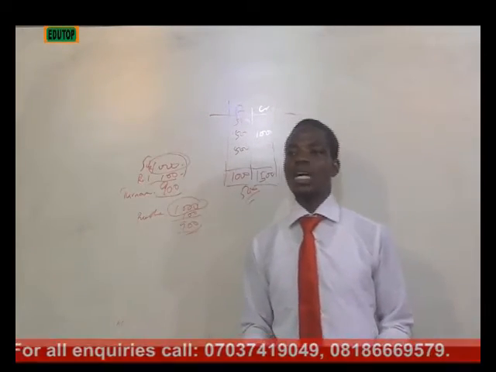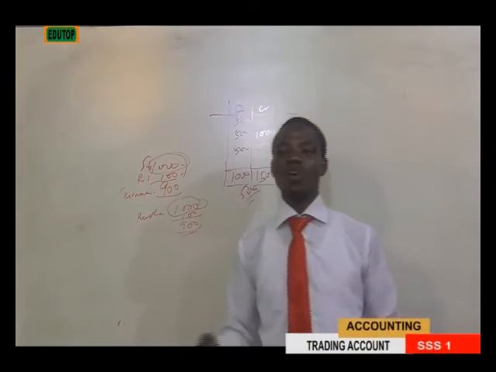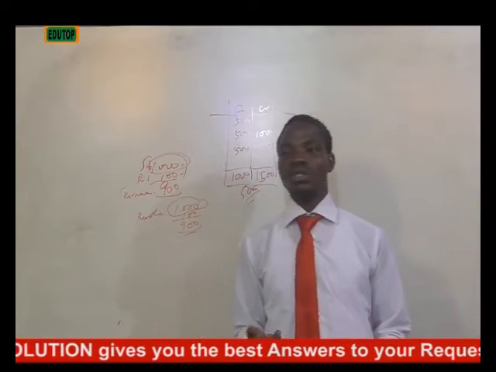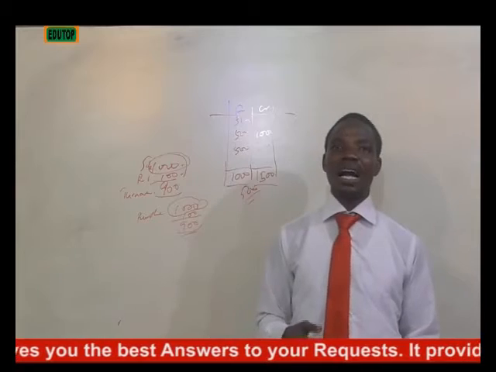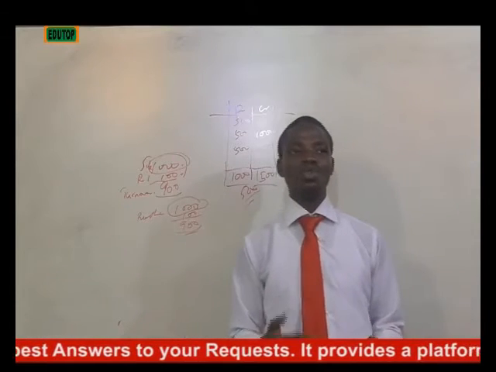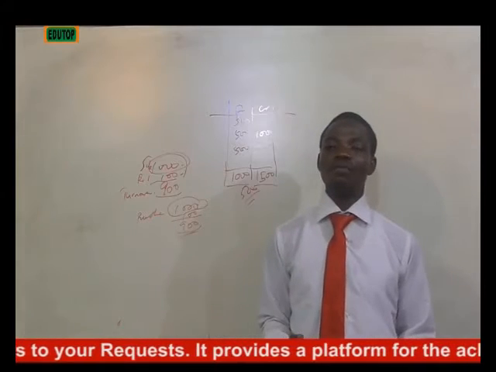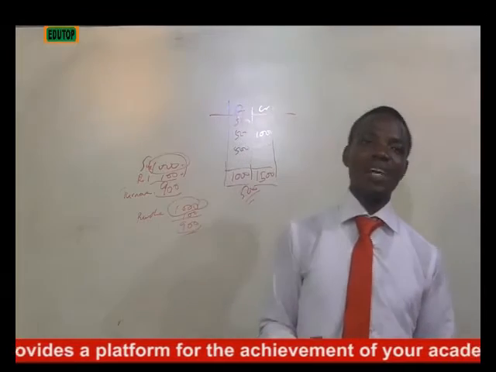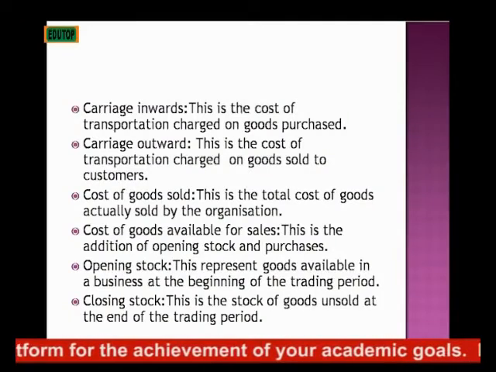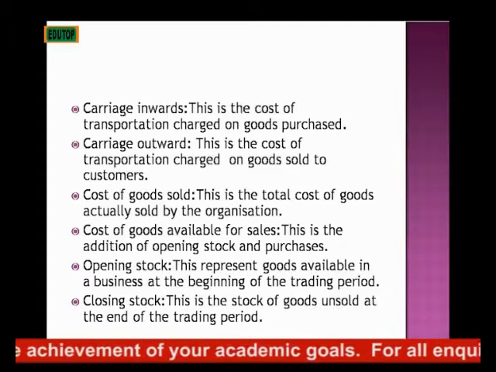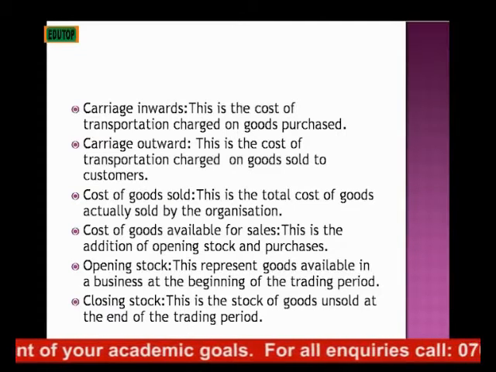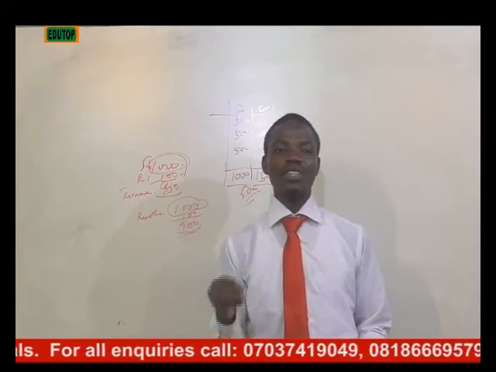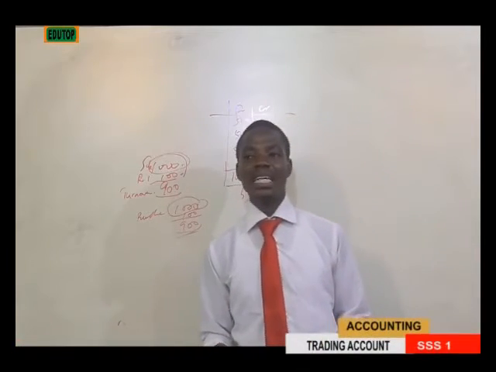Then we have carriage inward. Carriage inward is the cost of transportation charge on goods purchased. As a buyer, when you go to the market to buy some goods, the transport that will convey those goods to your destination, you have to pay for it. That's what we call carriage inward. Then we have carriage outward. This is the cost of transport charge on goods sold to customers. You are selling some goods to your customer, and the transport that takes it to your customer's destination, the cost that you incur at the end of the day is what we call carriage outward.